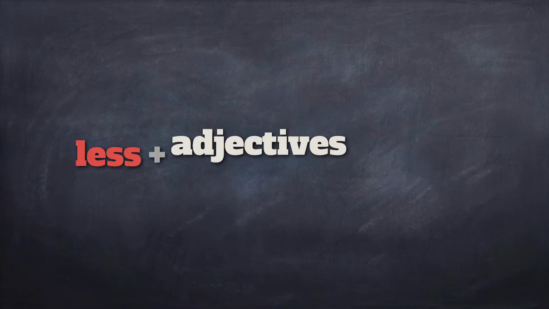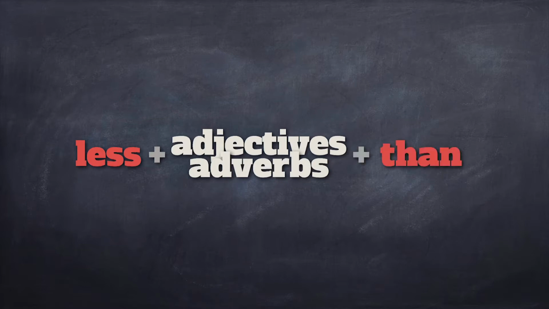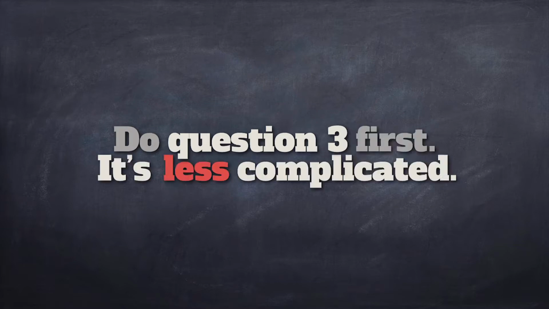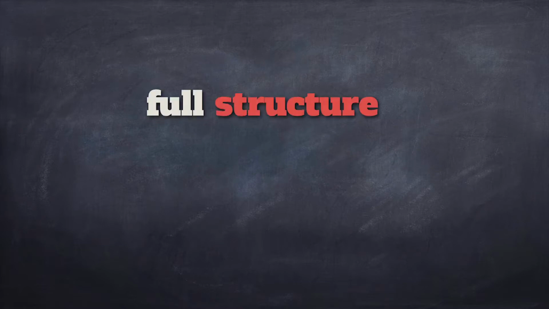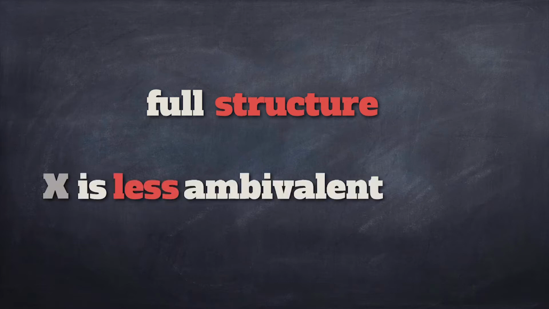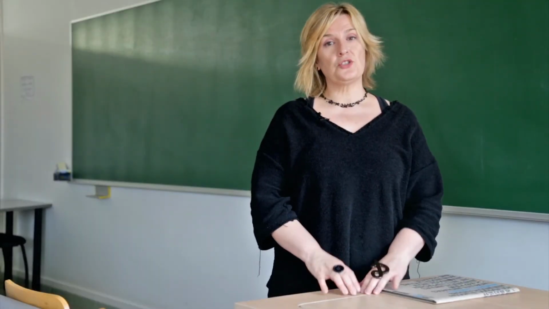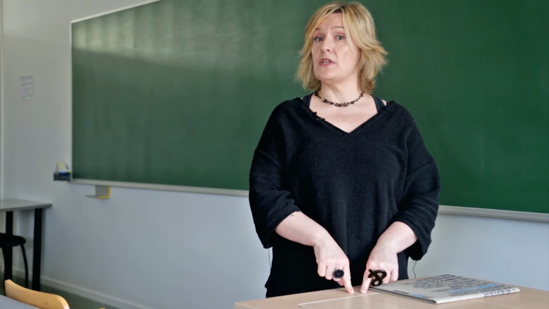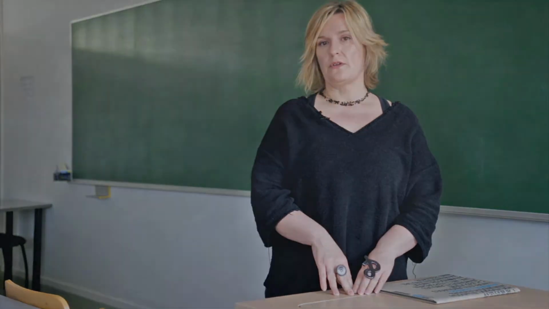What if we decide to focus our attention on the inferiority of one of those items? In that case, adjectives and adverbs will be preceded by less. Do question 3 first. It's less complicated. We can also use this kind of comparative using full structures as in X is less ambivalent than Y. We are now going to watch Giorgetta Ion from the School of Education of the UAB use this comparative structure.